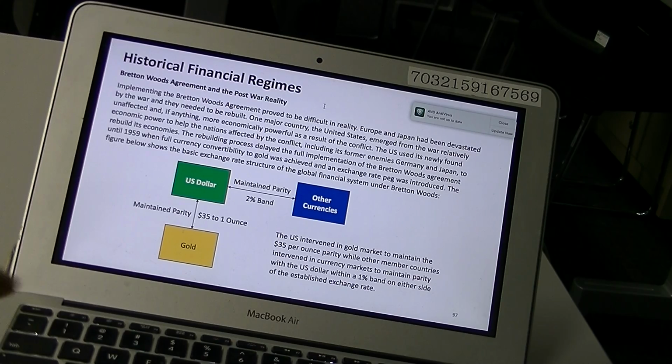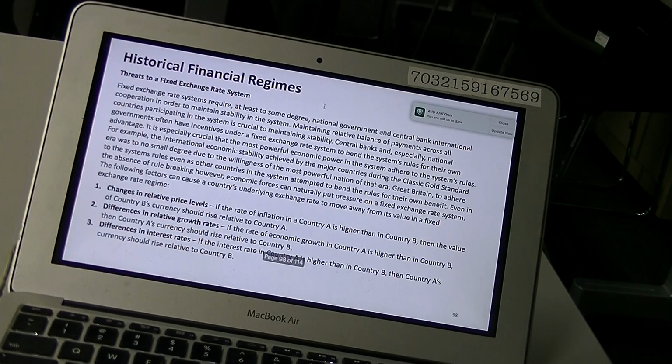The U.S. intervened in the gold market to maintain that fixed rate. So during this era until 1971, you could take dollars and buy gold. That maintained that currency stability. But it requires a lot of effort by the countries that participate in order to maintain that stability.